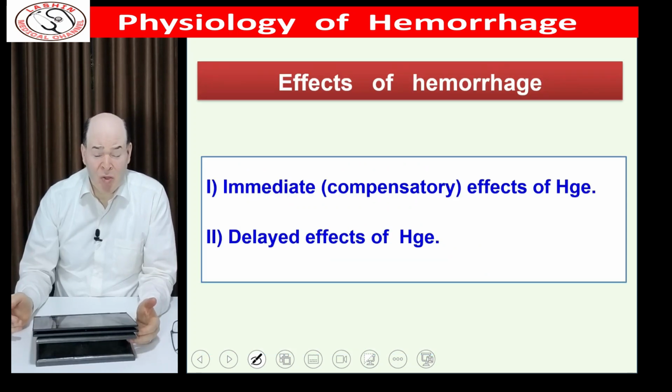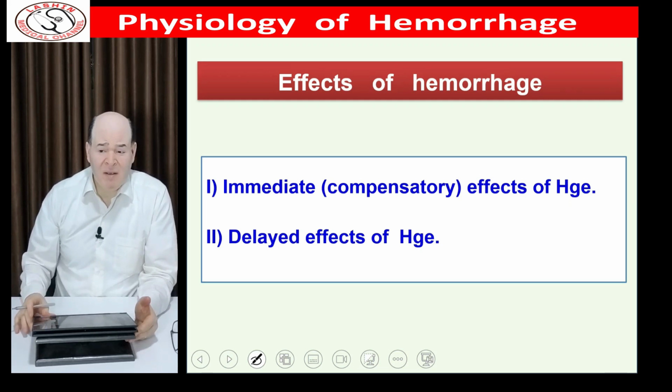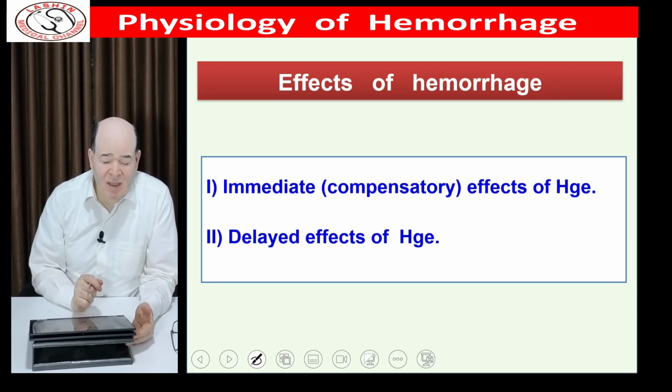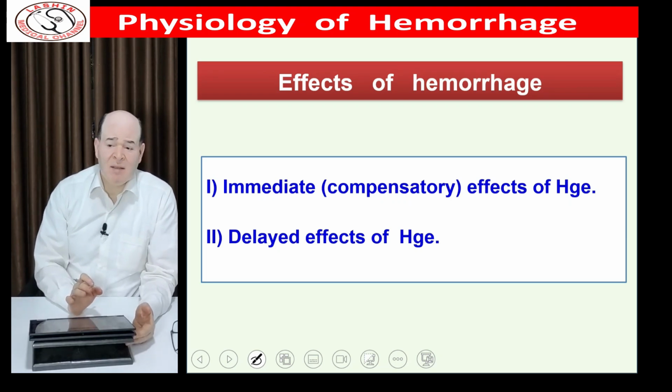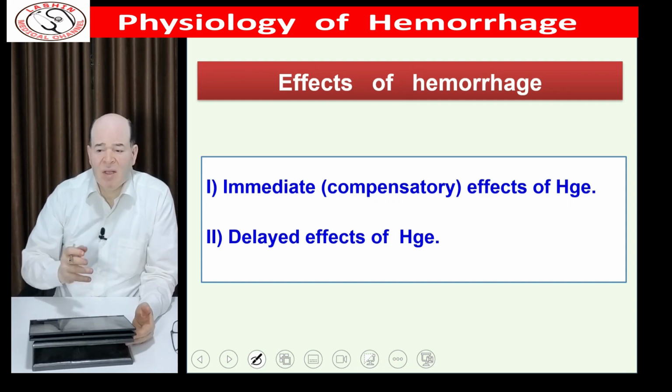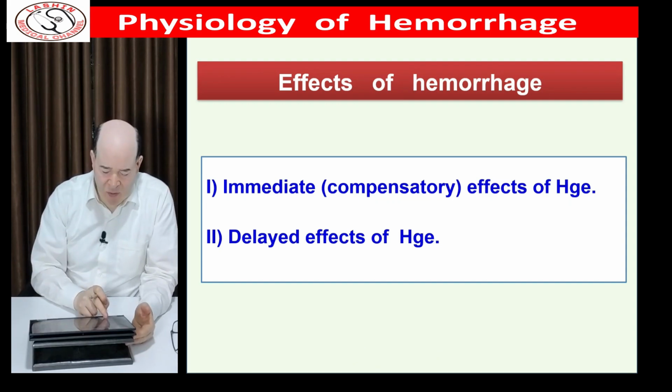Regarding effects of hemorrhage, we can divide them into two main topics: immediate effects, second, delayed effects. The immediate effects is the immediate response from our body in order to face hemorrhage and in order to maintain life. However, delayed effects try to restore everything to its normal value. This may take several weeks.